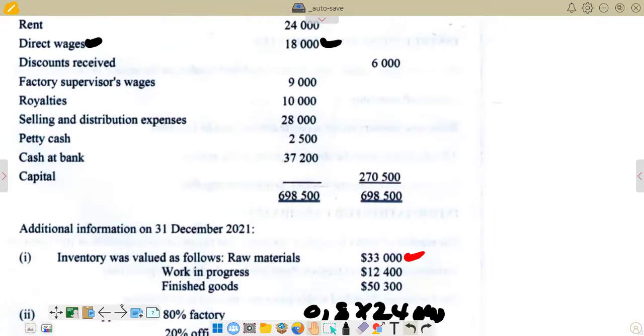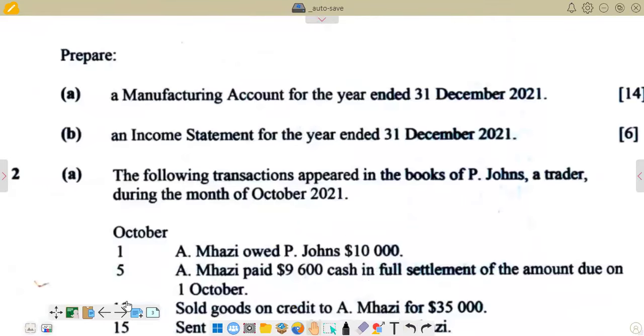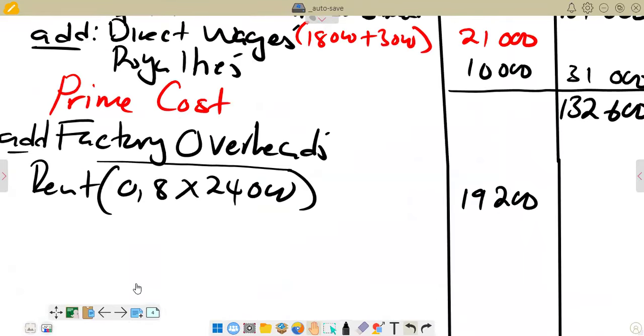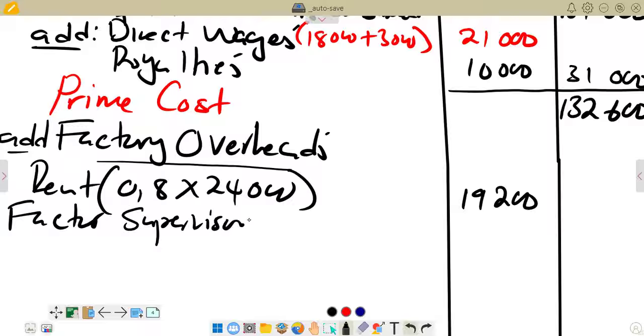So come here. We are saying factory supervisors' wages. The figure that we have there is 9,000. So obviously here we are saying 9,000.